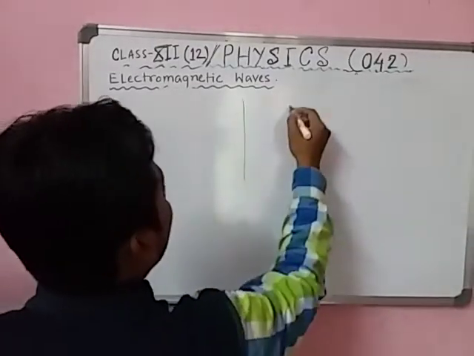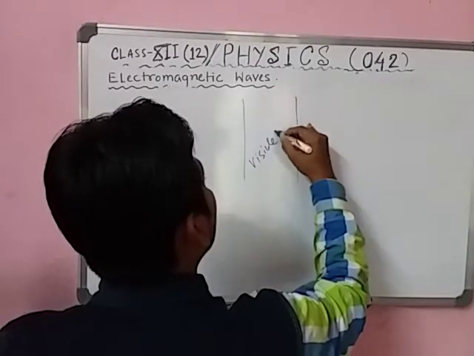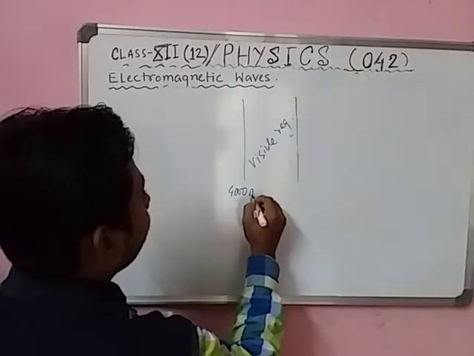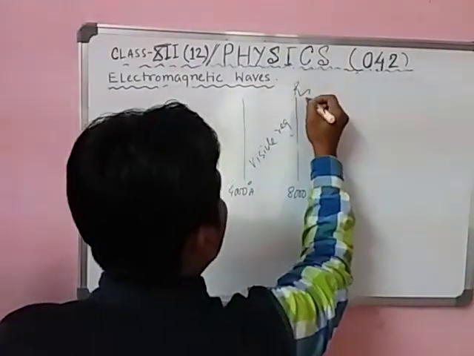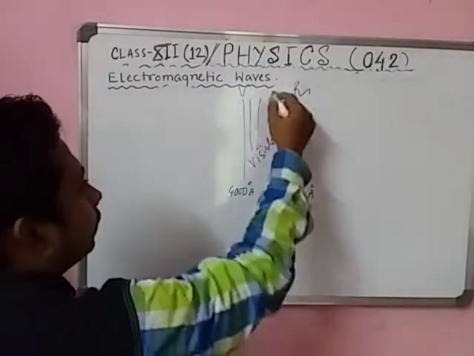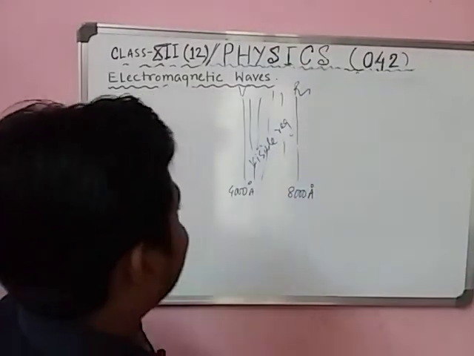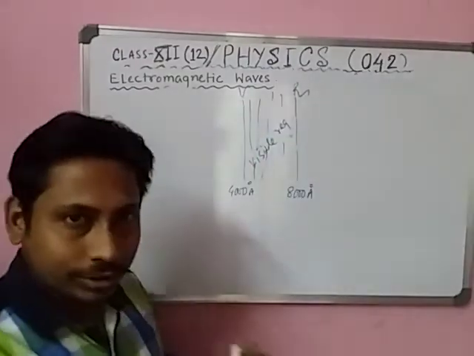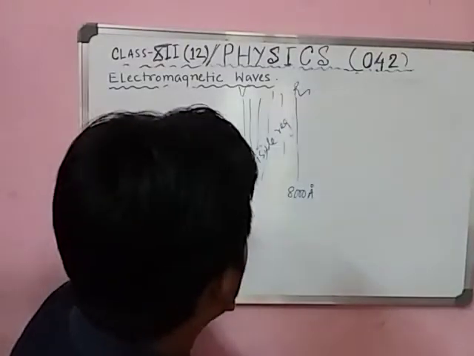See, this region is called the visible region, starting from 4000 Angstrom to 8000 Angstrom. This is the red color and this is the violet color. In between there are 7 constituent colors. In your eyes there is a camera, and you can capture violet to red color, and the 7 colors in between.